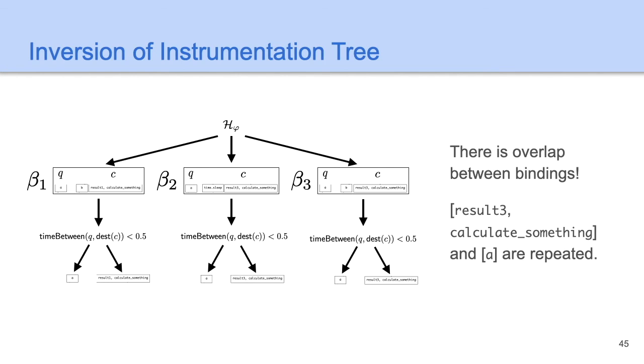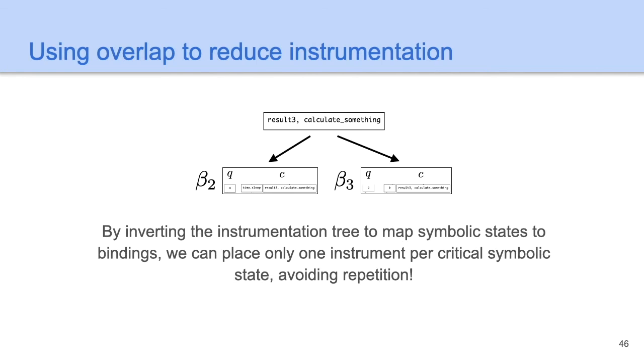Once we've constructed the tree, we see that there's some overlap between bindings. In particular, in this case, the vertex with the variable change result 3 and the function call calculate something, and the vertex with the variable change A, are repeated across multiple bindings. When it comes to actually placing instrumentation code in the target program, this overlap will translate into repeated measurements and ultimately unnecessary overhead. So our next step in instrumentation is to eliminate this overlap. By inverting the instrumentation tree to map symbolic states to bindings, we can place only one instrument per critical symbolic state, thus avoiding repetition and reducing unnecessary overhead at runtime.